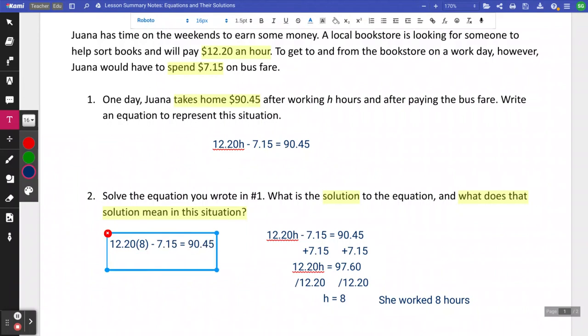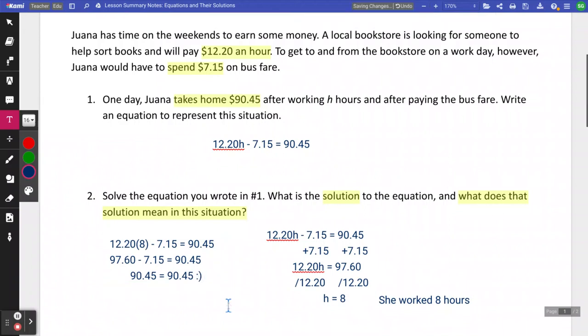If I substitute 8 into this equation, I'm going to see that that number 8 satisfies our equation. 12.20 times 8 is $97.60. And when we subtract 7.15, it does in fact give us $90.45. And sometimes you'll see $90.45 equals $90.45 just to show that's true. If you were to pick any other number in the world other than 8 and try putting that into the equation, you wouldn't get a true statement. You would get some other number that's not $90.45 on one side and $90.45 on the other side.